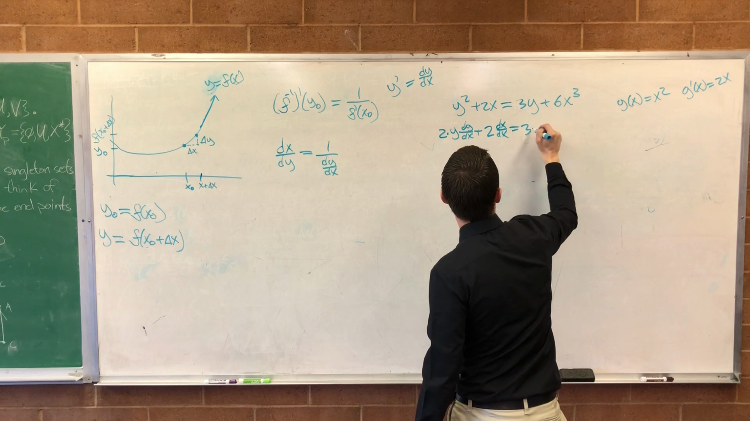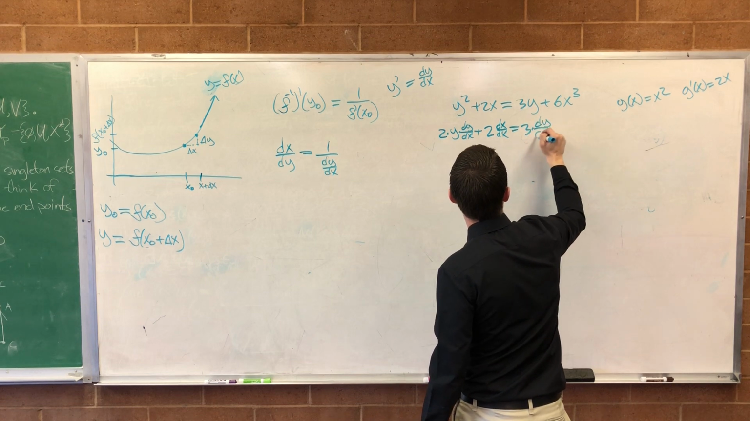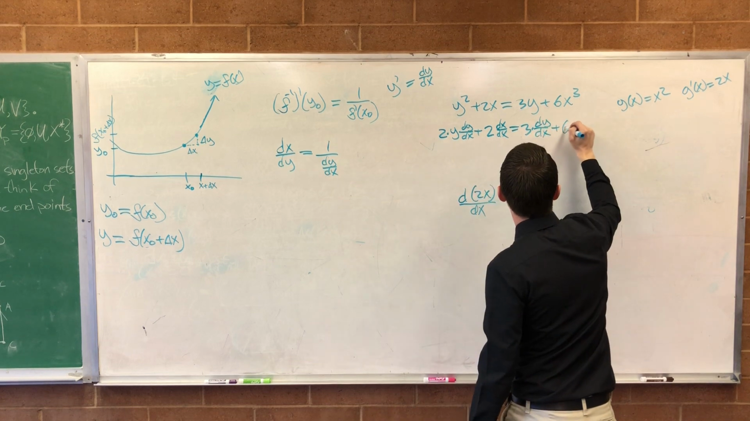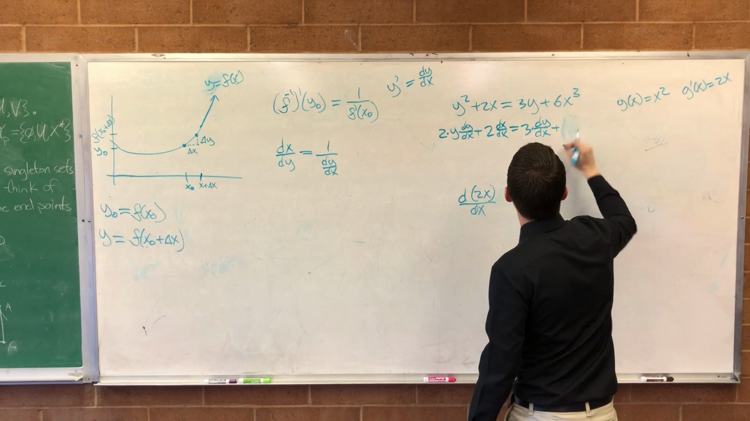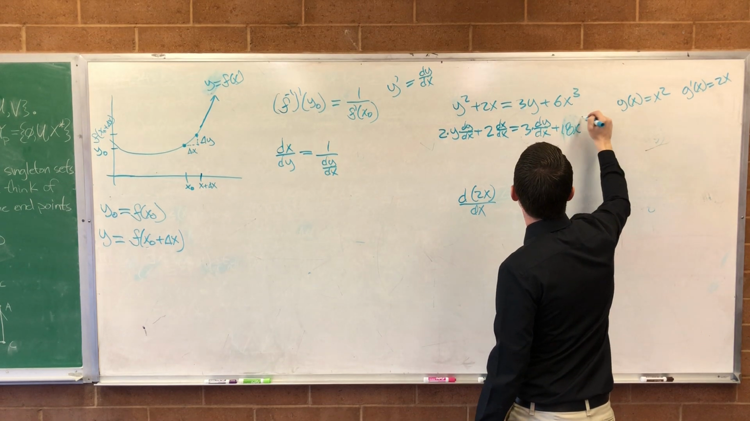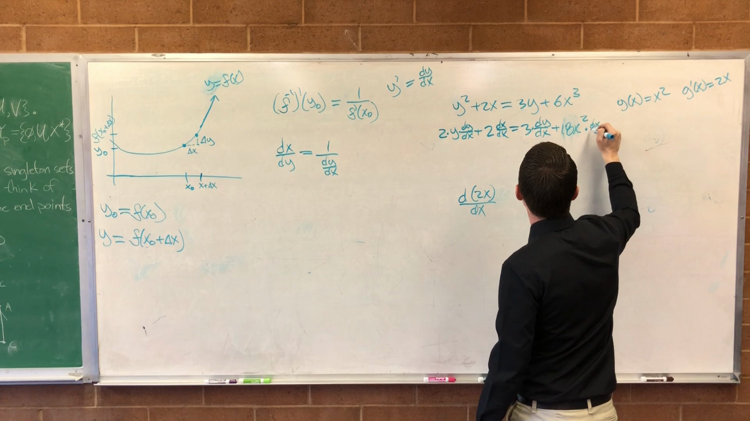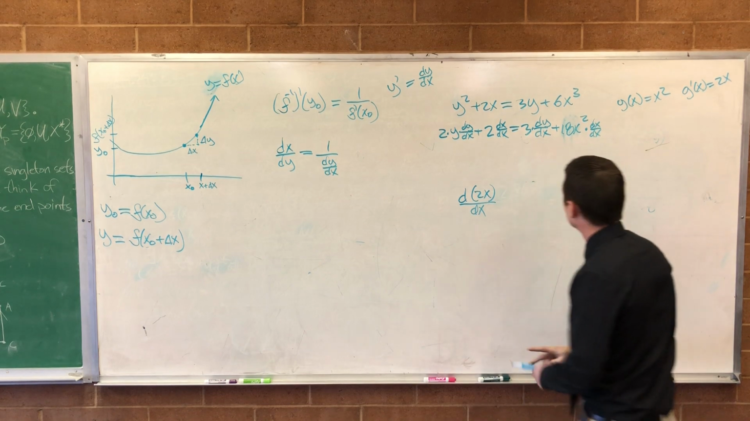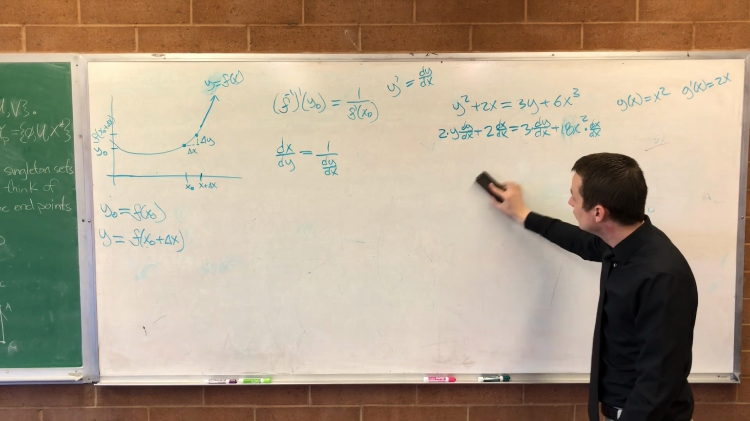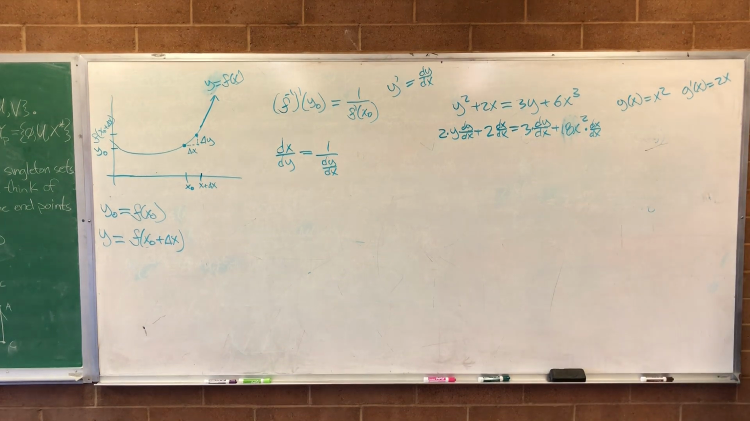And this is equal to 3 times dy/dx plus 18x squared times dx/dx. And dx/dx, again, is just 1. Can you show me how dx/dx is just 1?